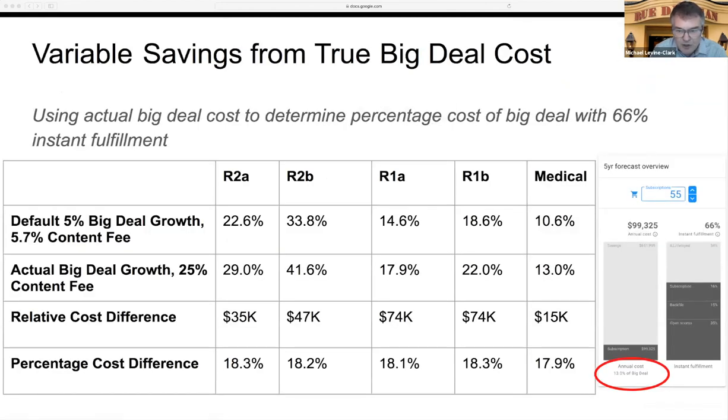Across these 5 institutions, the pattern holds. The first row is with the standard numbers in place, and this is the percentage of the big deal cost that they would be paying. In the second row, it's the percentage of the big deal cost they'd be paying if they change the defaults. There's a relative cost difference that is relatively small for some of these institutions. So $15,000 doesn't sound like a lot, but it does all add up. And you can see that the percentage cost difference across these institutions is roughly 18%.